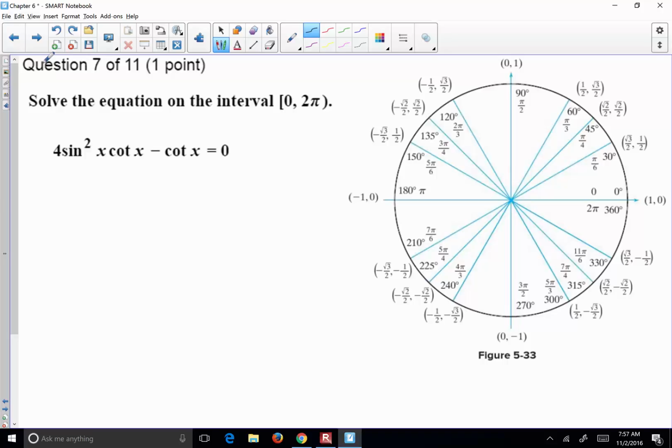Alright, next. Wow, what a mess. Here are the differences in this question. First off, we don't have a single type of trig function here. How many different types do you have? I have a sine x, cotangent x. I can't solve two trig functions at once, unless you split them apart. You separate this equation into two simple equations of their own, with zeros on the other side.